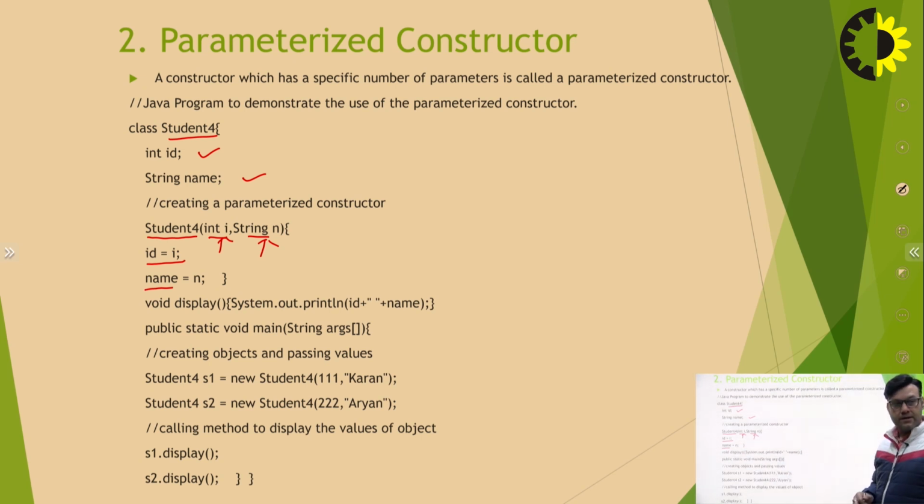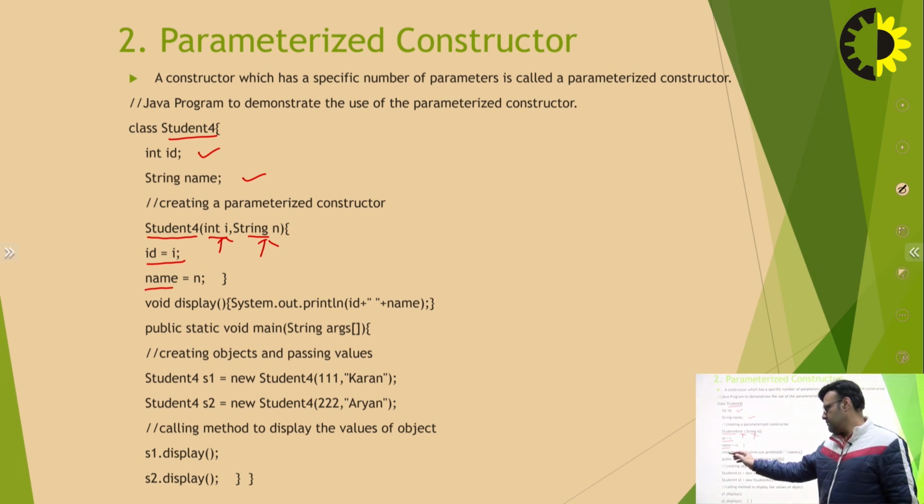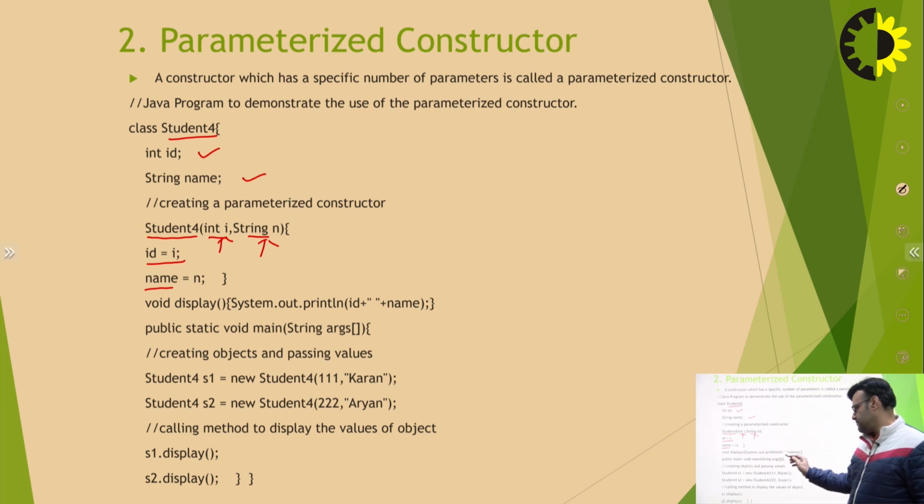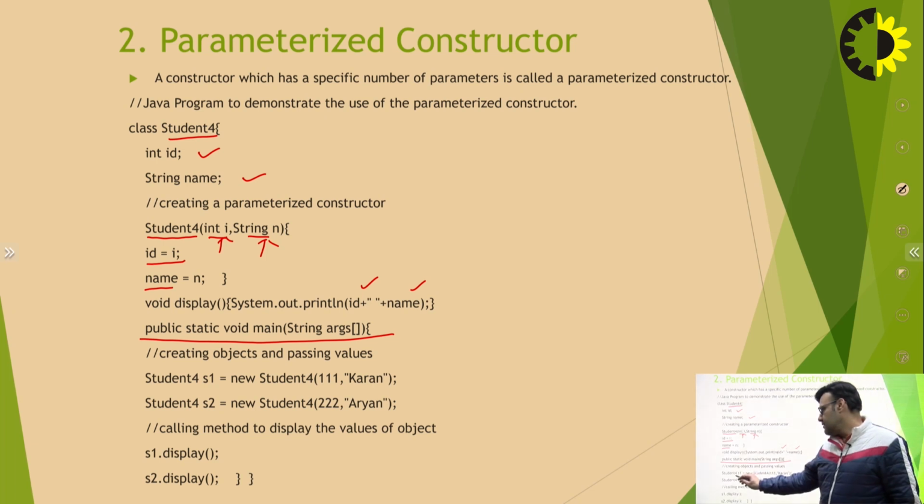Another method is simple: I have created a method for displaying the values. Using display, id and name will be printed. The main method is this, public static void main. I have created two objects, s1 and s2.